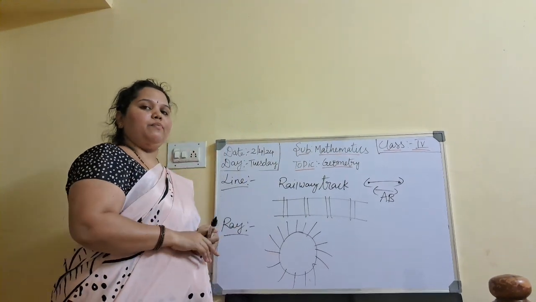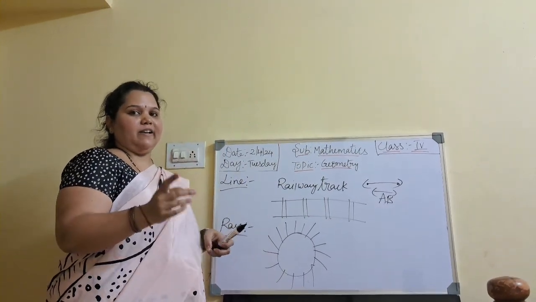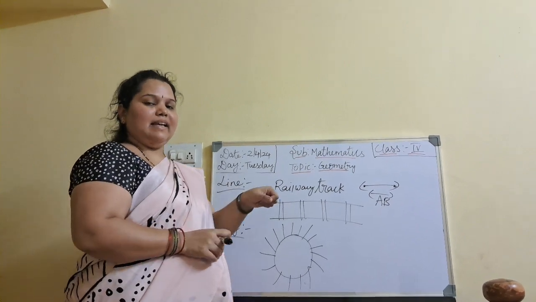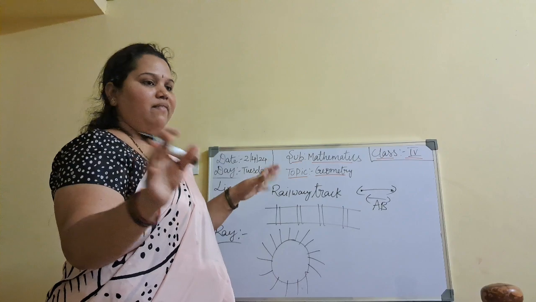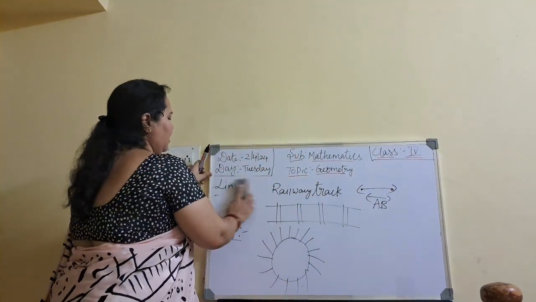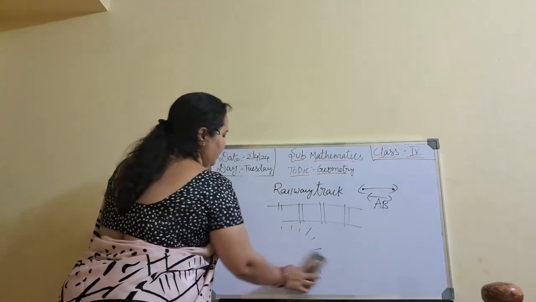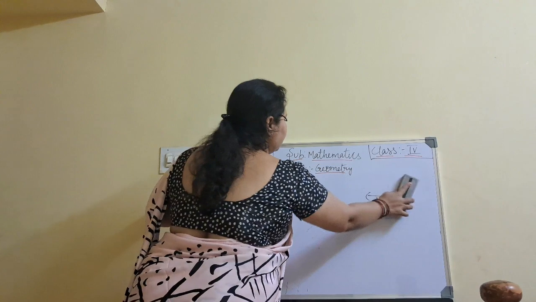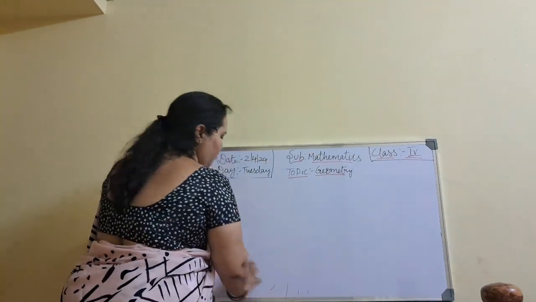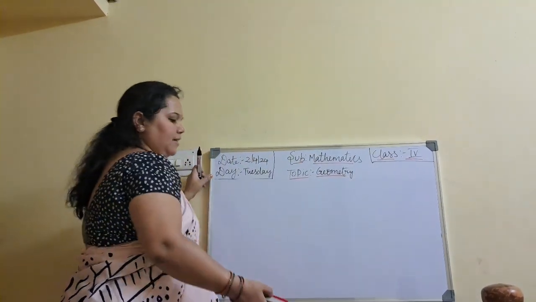Well, can you give one more example of that? Torchlight. In a torchlight also, the light is there, no? That has a starting point but those rays don't have end points. So I think all of you are clear about that: what is a point, what is a line, what is a line segment, and what is a ray. Now we'll go to angles.